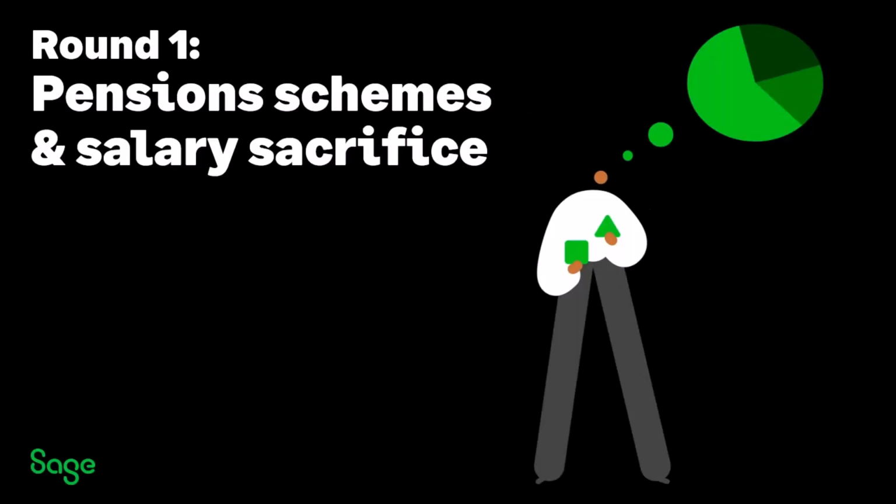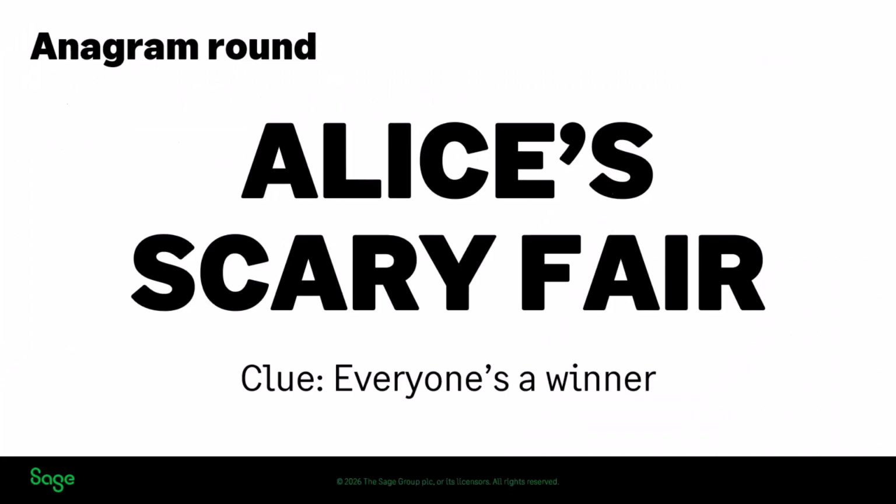That is the end of round one. Before we move on to go through the answers, let's show you our first anagram of the quiz. The anagram is Alice's Scary Fair, and the clue is everyone's a winner. If you solve that anagram, pop your answer into the Q&A and we will shout out the fastest correct answer after we've been through the answers to round one.